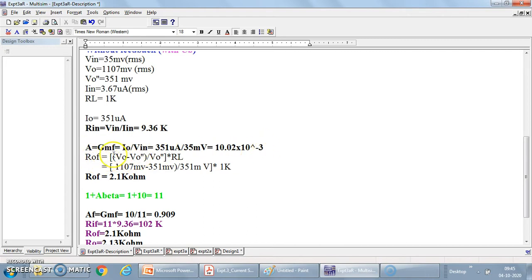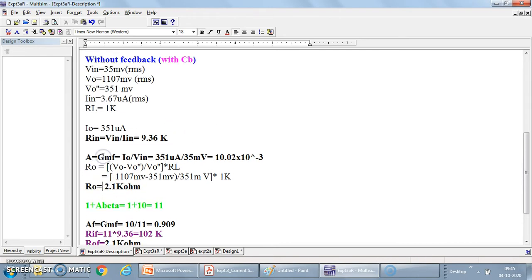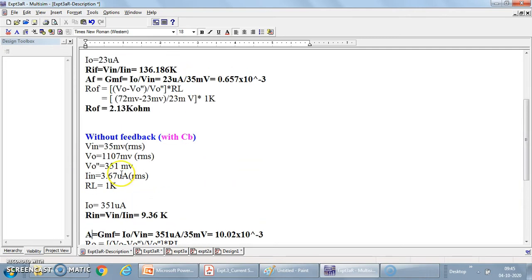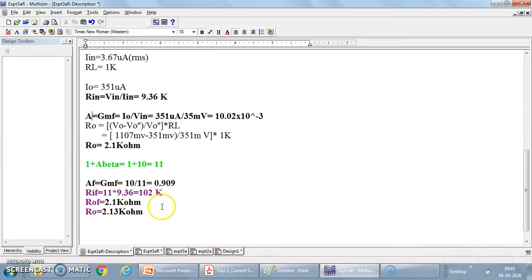Output resistance, keeping all these values into the formula, we get it as RO without feedback, and this is 2.1 kilo ohm. So we obtain this value of RO, this is RIN, and this is the gain. These are without feedback. Now when we want to compare these three parameters with and without feedback, I have checked here a parameter that we call the D factor, which is given by 1 plus A beta.